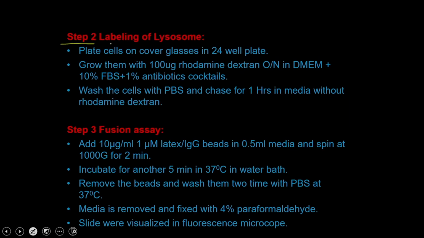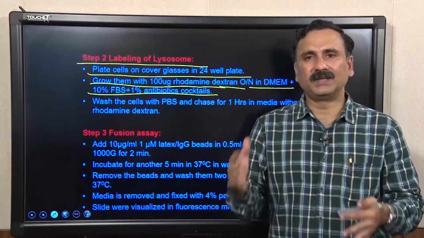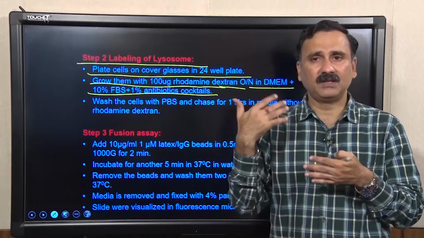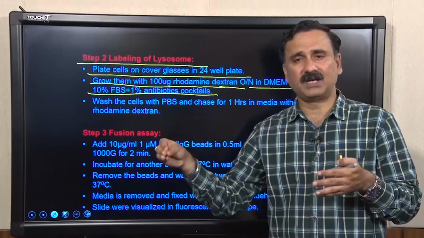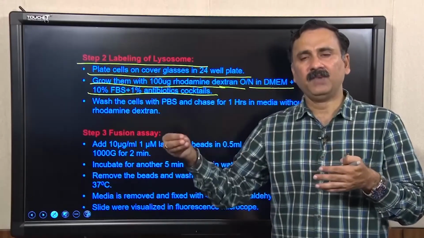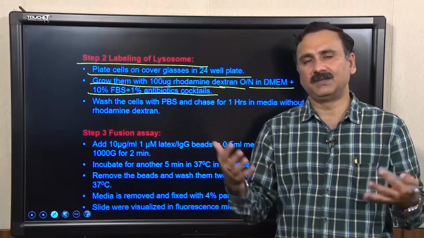Then in step 2, you are going to label the lysosomes. You plate the cells on cover glasses in a 24-well plate and grow them with 100 microgram rhodamine dextran overnight in DMEM plus 10% FBS plus antibiotic cocktail. Rhodamine is a fluorescent dye and it is coupled with dextran. Dextran is nothing but a polysaccharide. The cells will start to eat this rhodamine dextran.